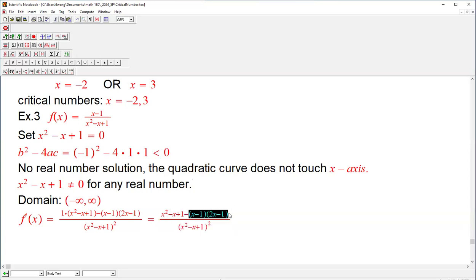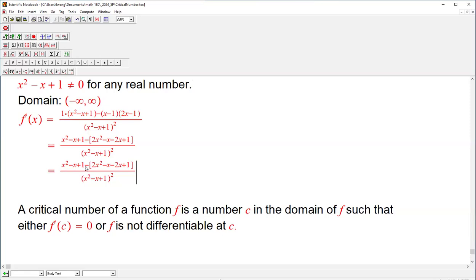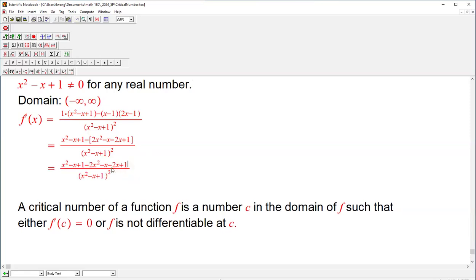We get rid of the multiplication by 1, and we FOIL this piece. Let me bring it down to make it easier. We FOIL x minus 1 times 2x minus 1, so we get 2x squared minus x minus 2x plus 1. To simplify, we open up the bracket, and when we open the bracket, everything changes sign. So this is a plus 3x, and this is a minus 1.